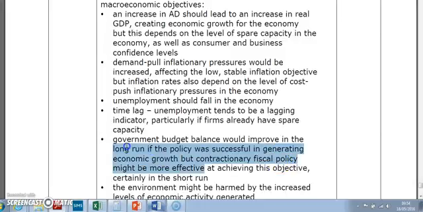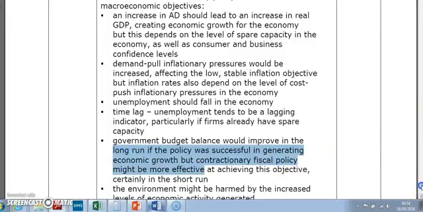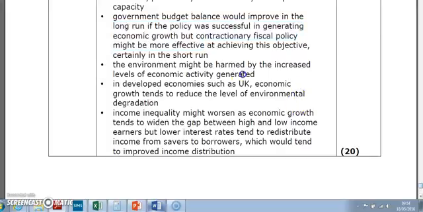Growth leads to better for the budget because the government are not going to have to spend as much. But because we're growing, that's going to harm the environment. There are various points you could have said here. You can read the rest of them yourself.